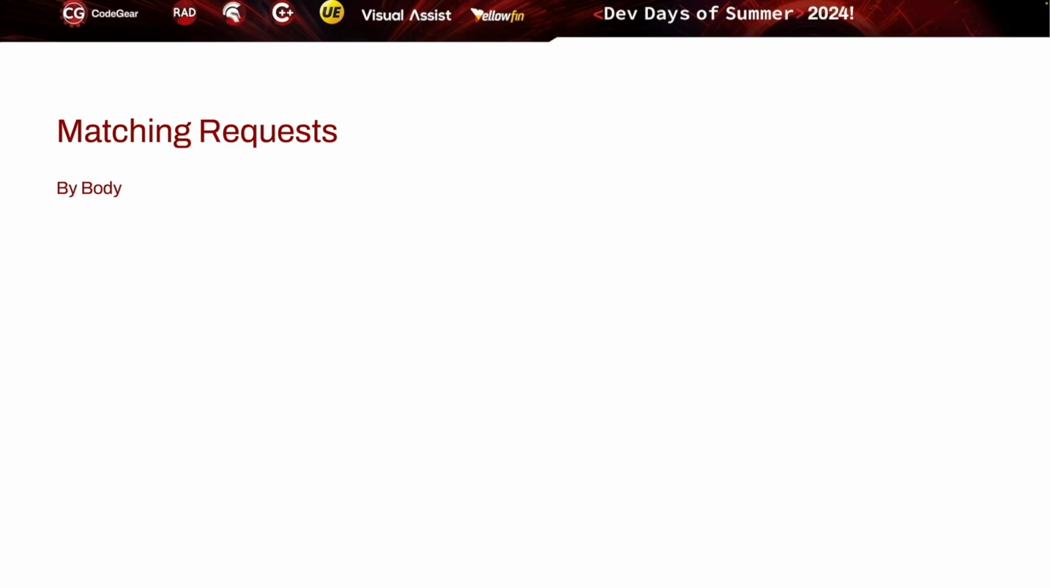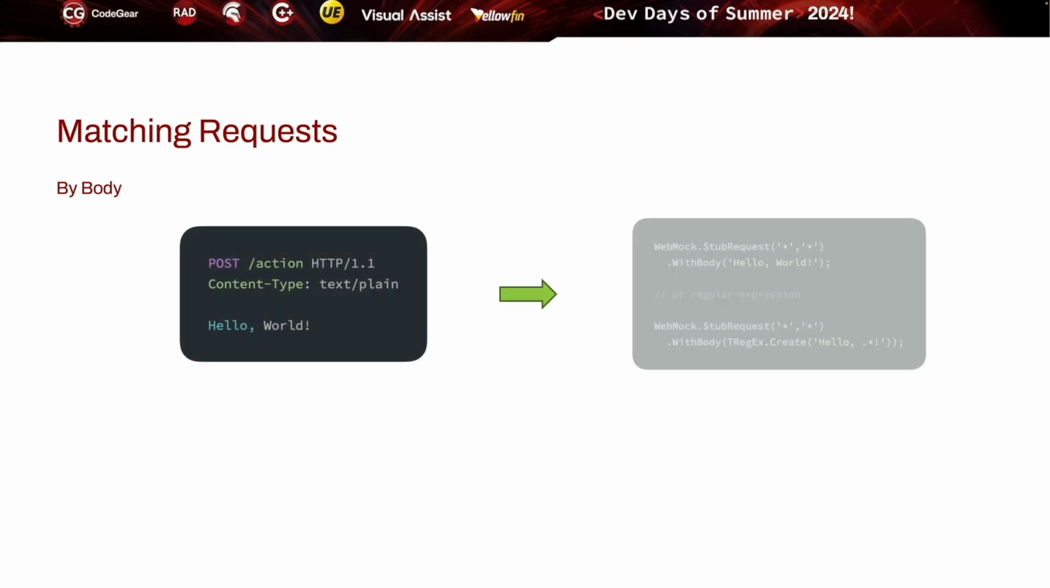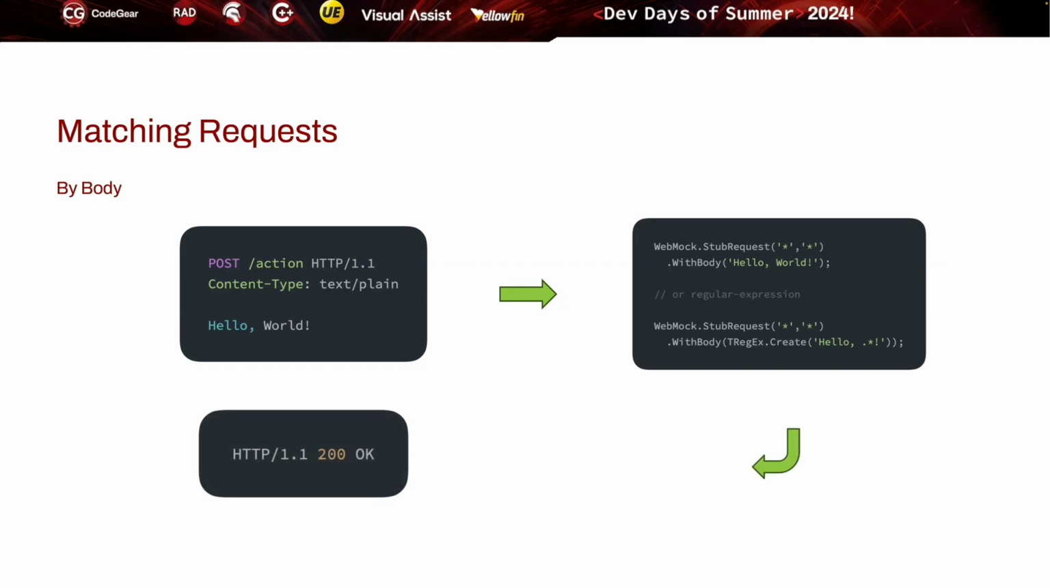We can match request bodies. So if we say I want to stub a request ** with body hello world, if the content in this case matches the body exactly of hello world, it will give back a 200 OK. If you want to only match a partial body, then you can use regular expressions to match that body. In this case, we're just saying anything that starts with hello, comma, and then a bunch of characters and then terminated with an exclamation mark, that's going to match.